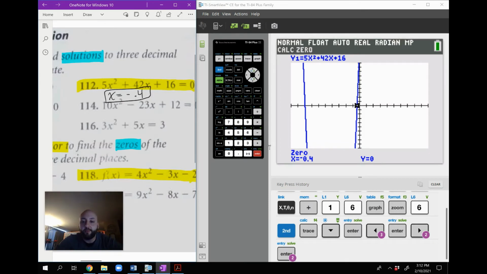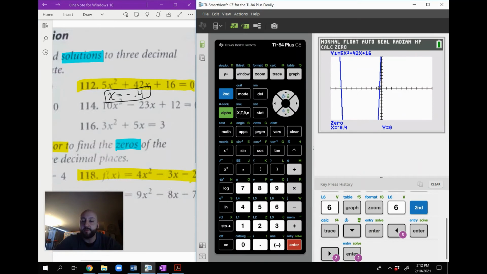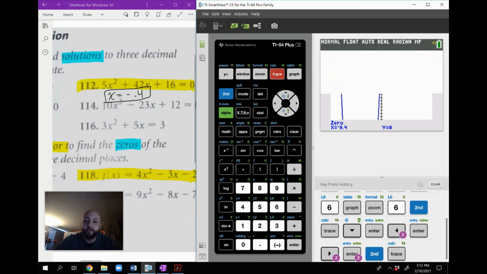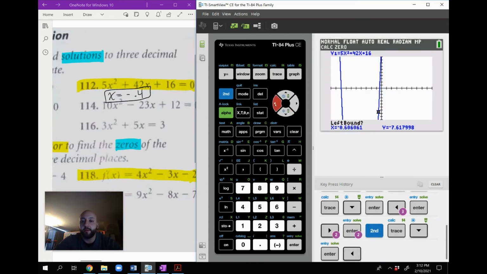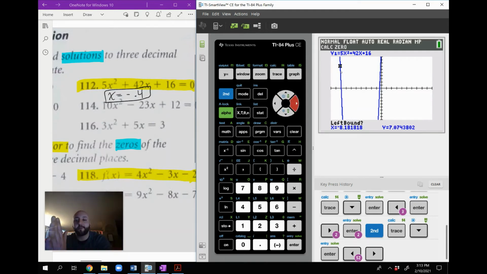To find the second one, we just have to do this over again. Second trace, choose option 2 for zero, and it's going to play 21 questions again. Find somewhere to the left of the zero. I'm only using the left and right arrows, and you keep going because it's off the grid right now. Oh, there it is. Anywhere to the left of it, having the cursor anywhere to the left of it would be good. Press enter there. There's half of the window.